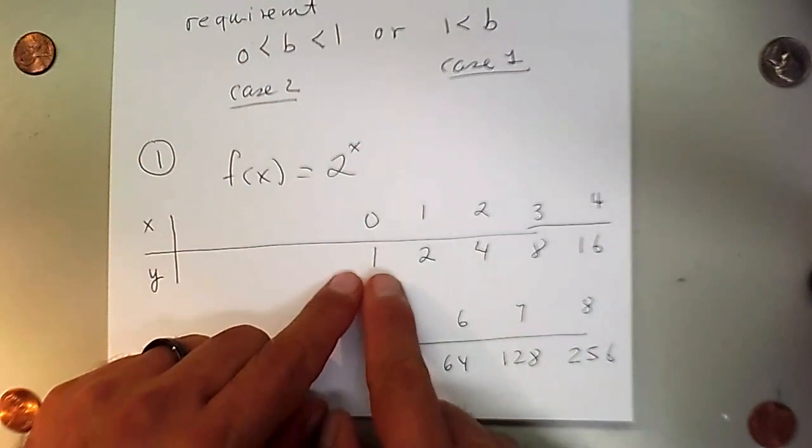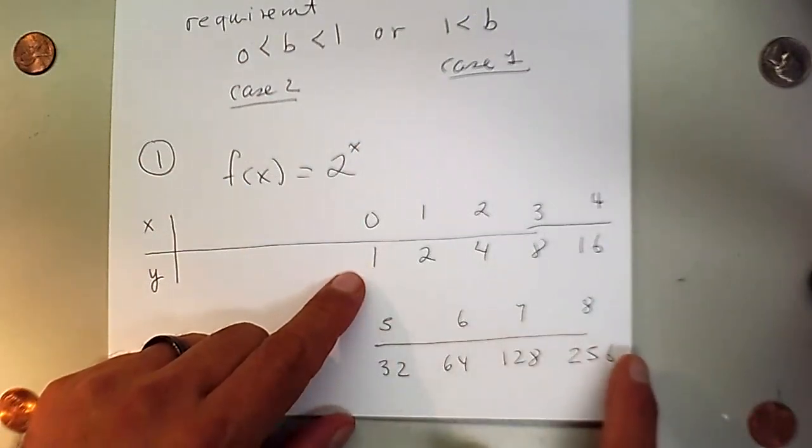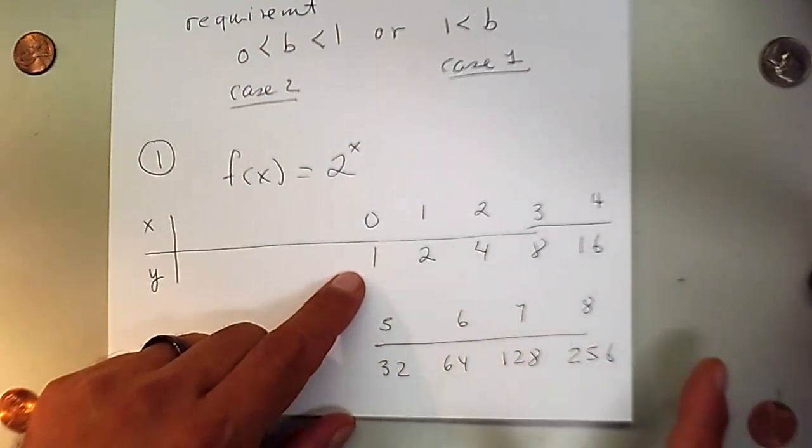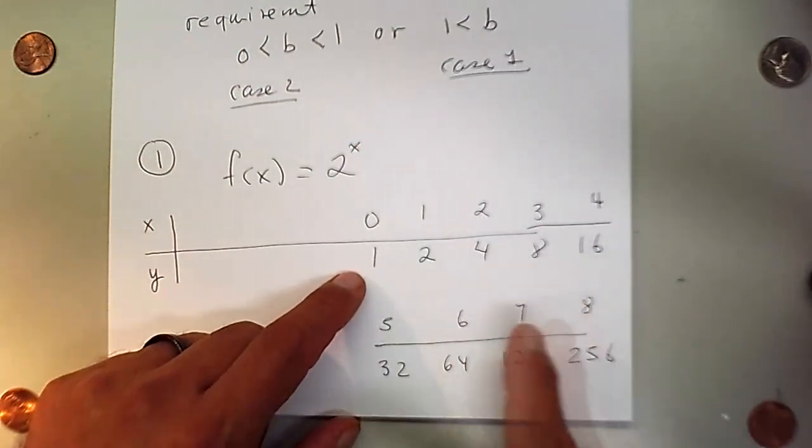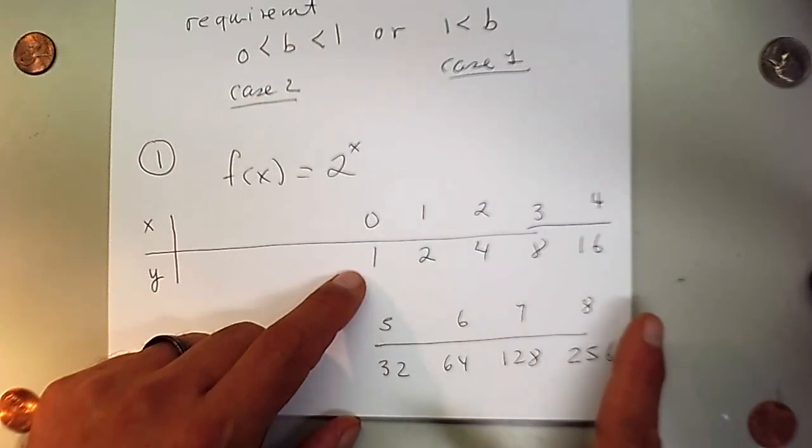I mean, if it takes 1 through 10 to get to 1,000, another 10 gets us to 1,000,000. Think about that. So by the time we get to 20, we get to 1,000,000.